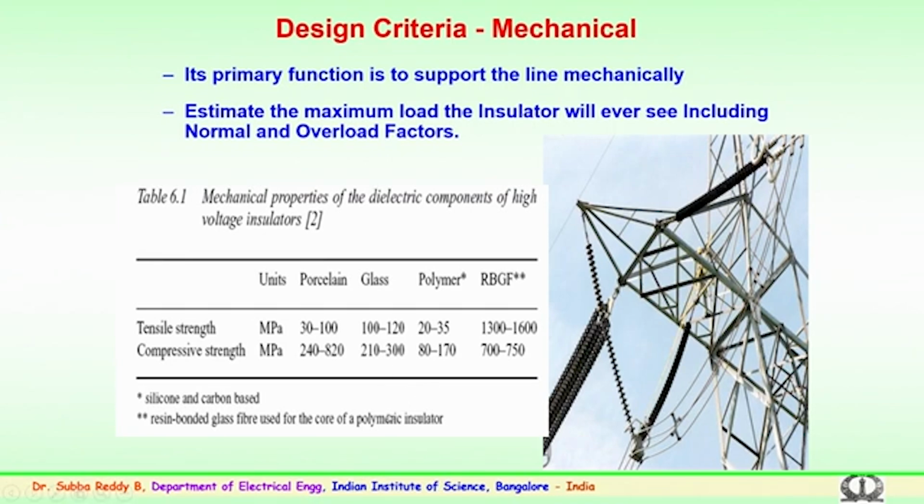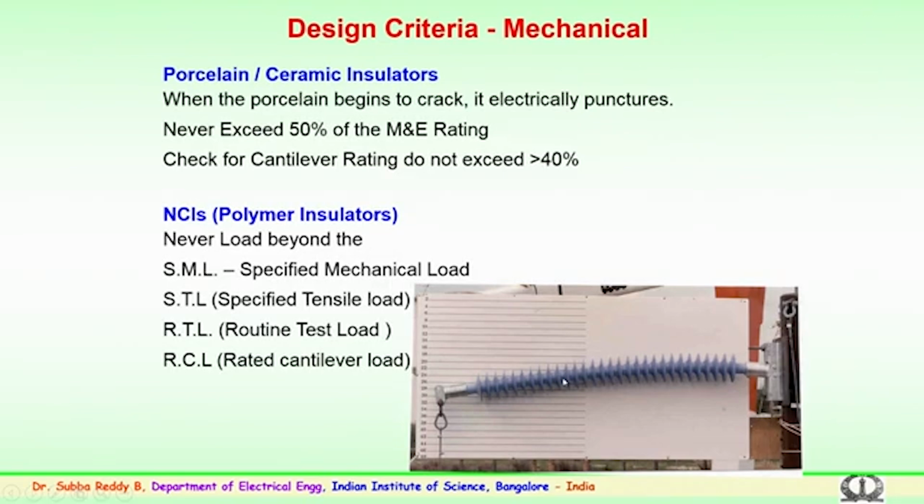So, resin bonded glass fiber withstands a tensile strength of 1300 to 1600, and in case of compression, the mechanical strength requirement for porcelain is 240 to 820, glass is 210 to 300, polymer is 80 to 170, and 700 to 750 in case of the resin bonded glass fiber. So, regarding this mechanical criteria, particularly for porcelain or ceramic insulators, when the porcelain begins to crack, it electrically punctures, that we have to keep in mind. So, the mechanical strength may deteriorate the insulation initially, and this will lead to electrical punctures.